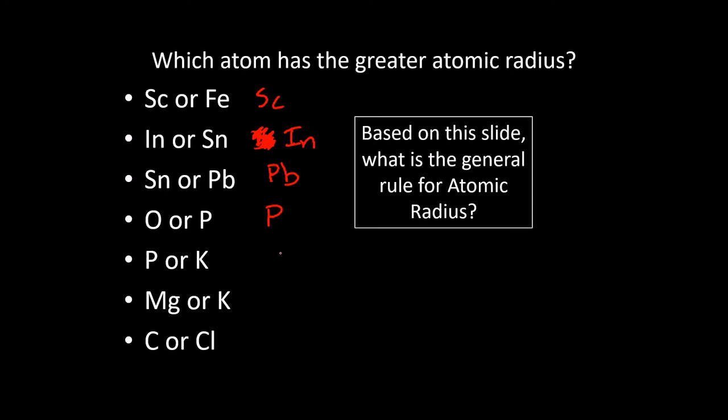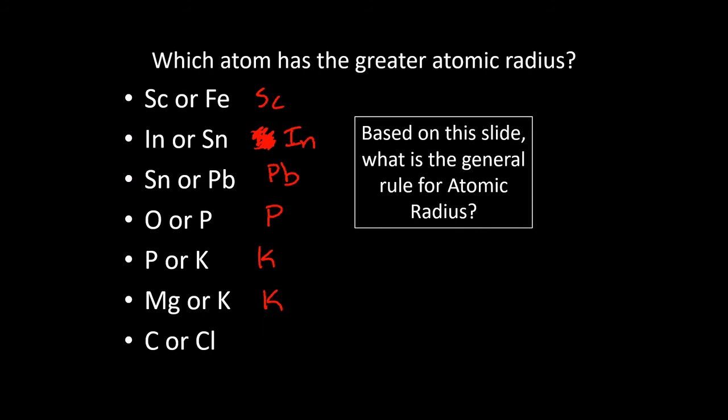Same thing with phosphorus and potassium, but now it's potassium that is bigger, because potassium is lower and to the left on the table, much lower and much farther to the left, and potassium is in fact much larger than phosphorus. Magnesium and potassium. So potassium is down and to the left of magnesium, and so potassium is once again the larger.